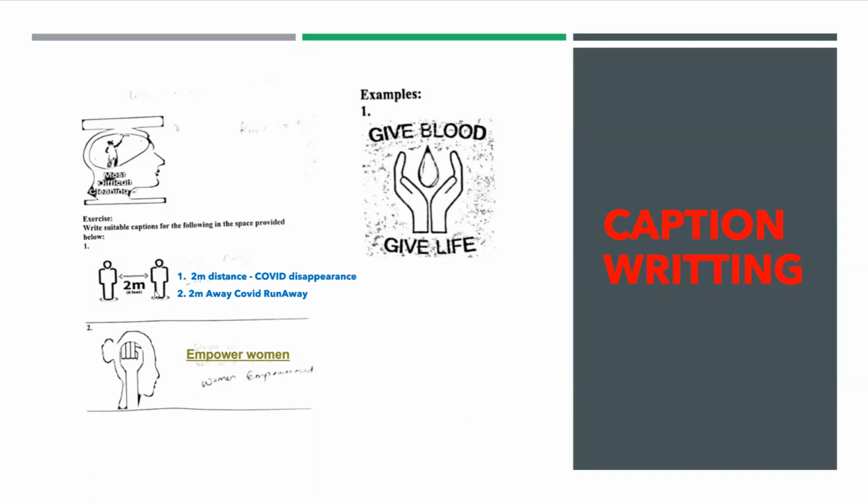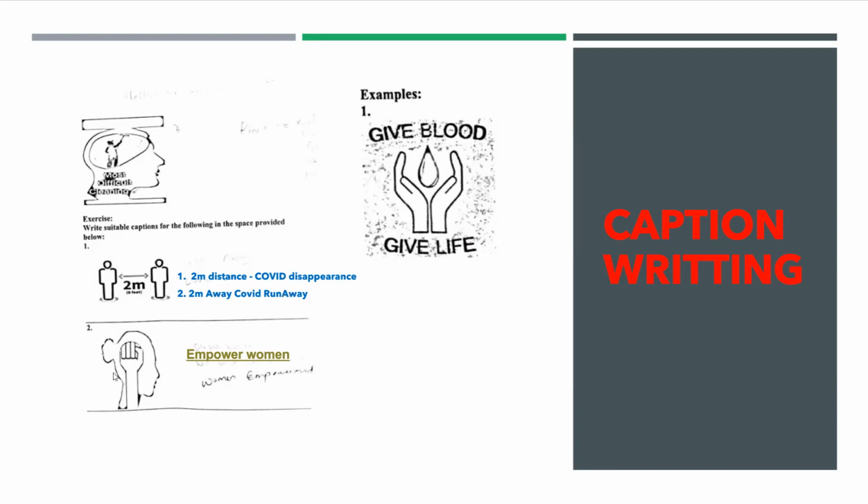Like that only, we have some exercises here. You can see the picture. I have given the answers also. Here they just have two persons and they are maintaining some distance. They have 2 meter distance. So what can we think about? We can think about recent times of COVID, right? So we can give that title: 2 meter distance, COVID disappears. Like that, you have to make it small and we should convey the message of what we are trying to say with the picture in simple words. This is all about caption writing.